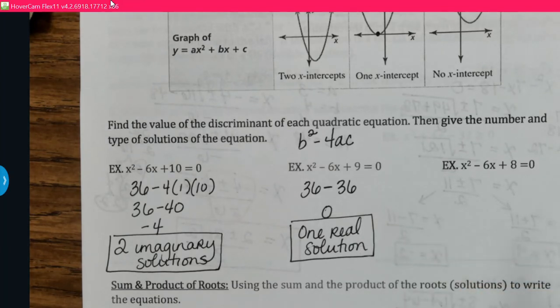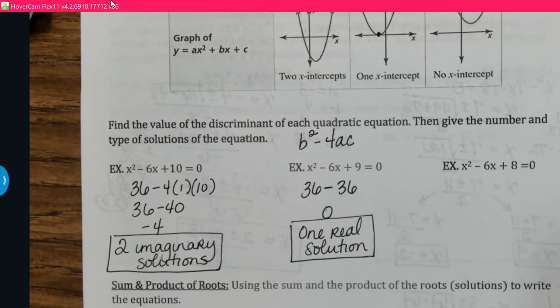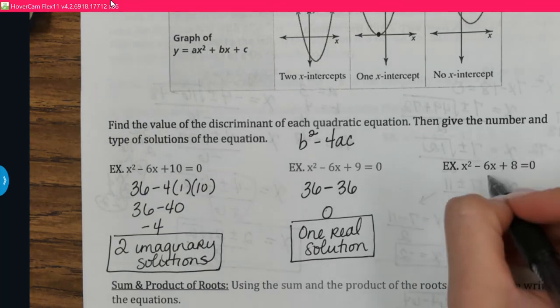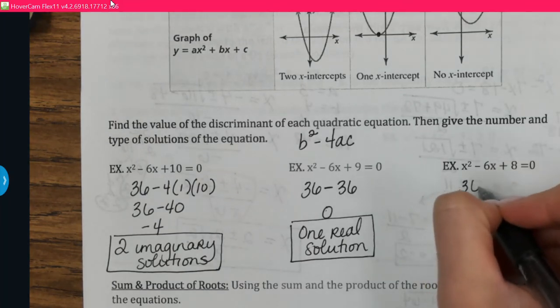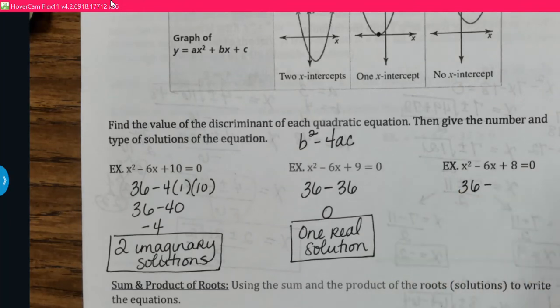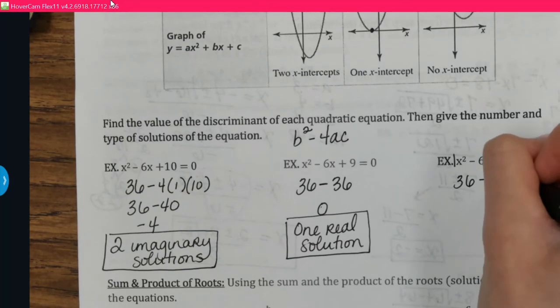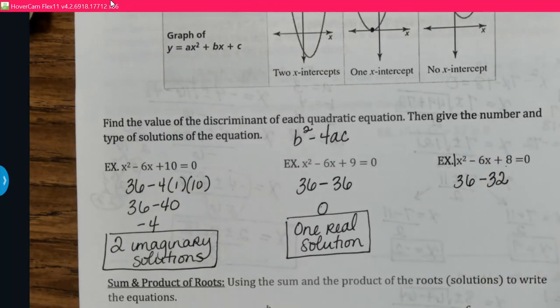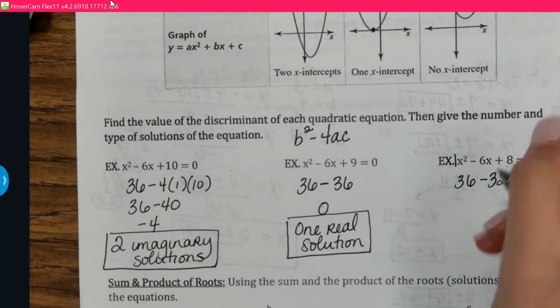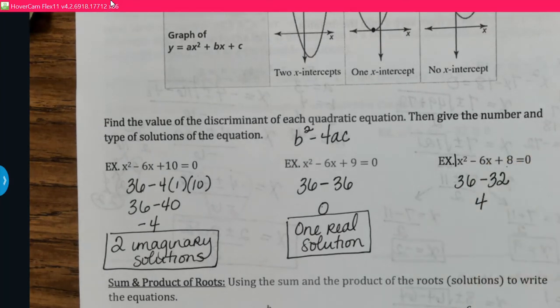Okay? So now x squared minus 6x plus 8 equals 0. I'm going to take b squared, negative 6 squared gives me 36 again, minus 4 times 1 times 8, 32. So 36 minus 32, 4. So how many and what type?